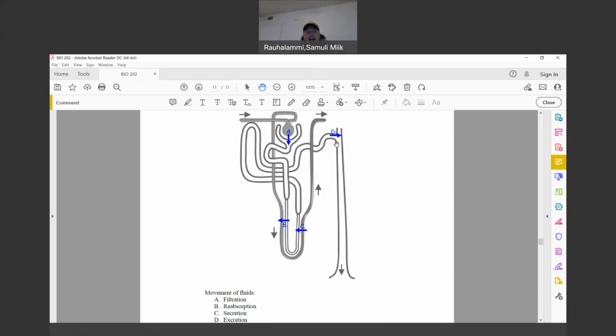And finally, the final product, the urine that's being produced, that leaves the distal convoluted tubule and enters the collecting duct, that's going to be our urine, and that's known as excretion. So I hope that those movements make sense.